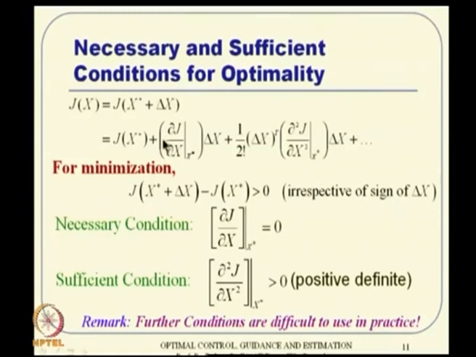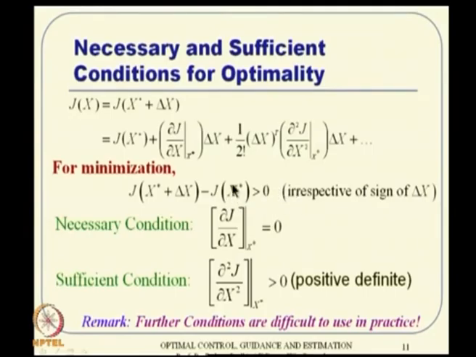So, for the minimization problem, what you are looking at is the quantity j of x star plus delta x minus j of x star, and that quantity has to be strictly positive. That means no matter which direction you go, delta x can be in any direction, component by component, positive or negative, any quantity whatsoever, and if my value turns out to be higher than that, then it is a minimum point.